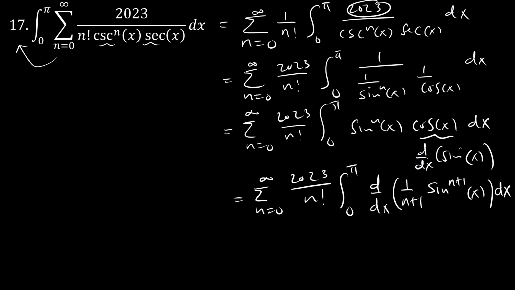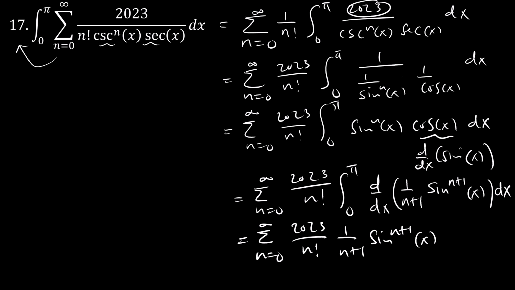Okay, so this becomes the summation from 0 to infinity of 2023 over n factorial, and we have 1 over n plus 1 times sine to the n plus 1 of x from 0 to pi. And we can see that sine of pi to the power n plus 1 and sine of 0 are both 0, so this entire thing goes to 0. And therefore what happens is that we have 0 as our answer.